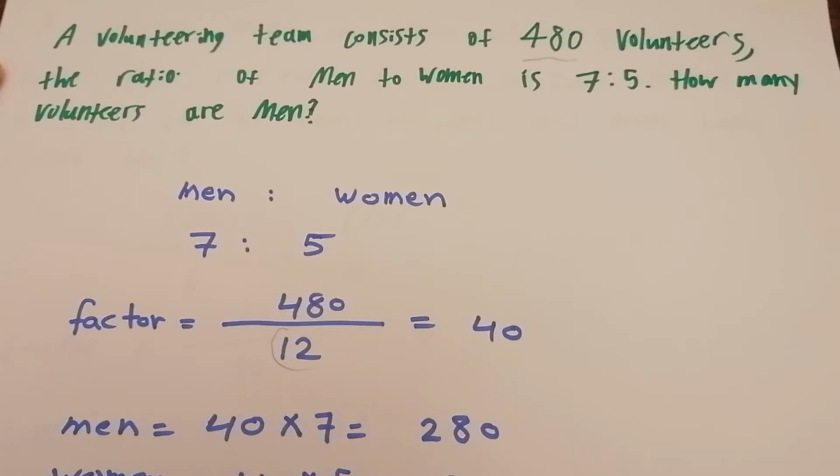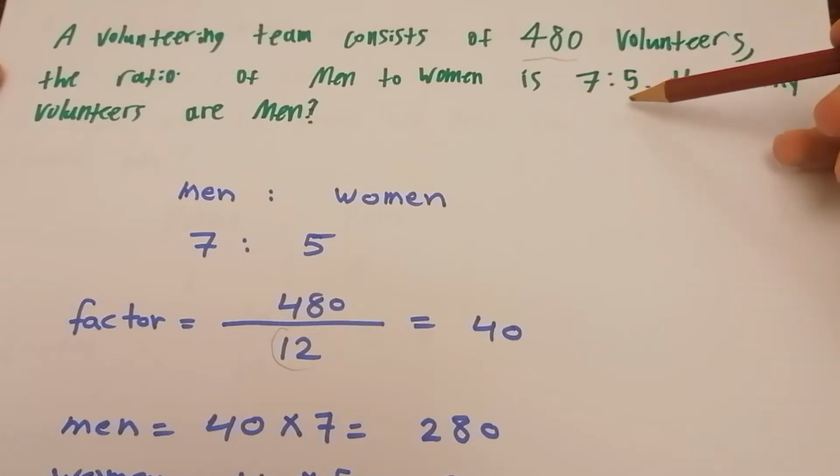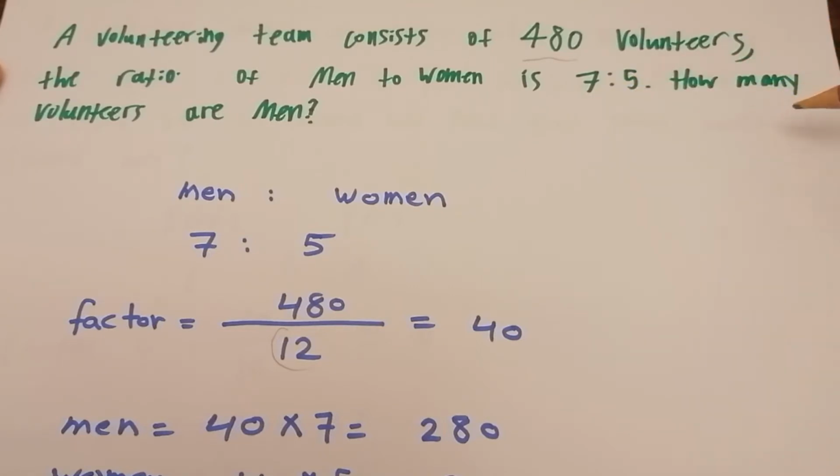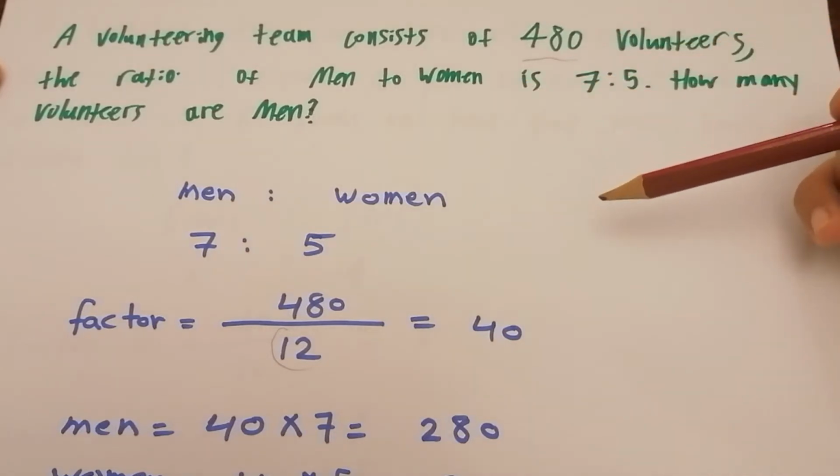Today we're going to be going over the topic of ratios. The first question says, a volunteering team consists of 480 volunteers. The ratio of men to women in this volunteering team is 7 to 5. How many volunteers are men?